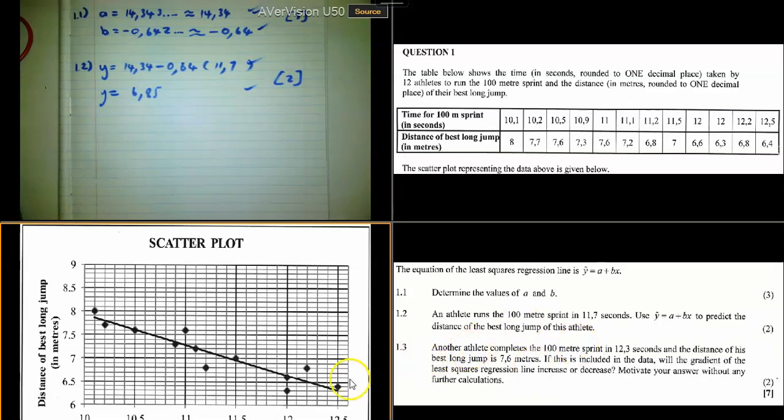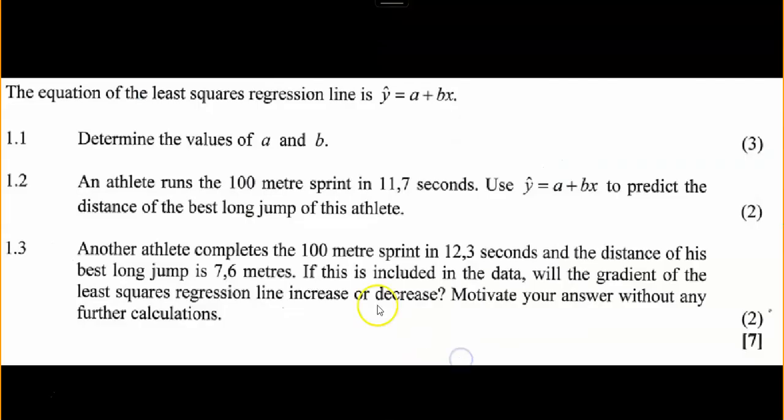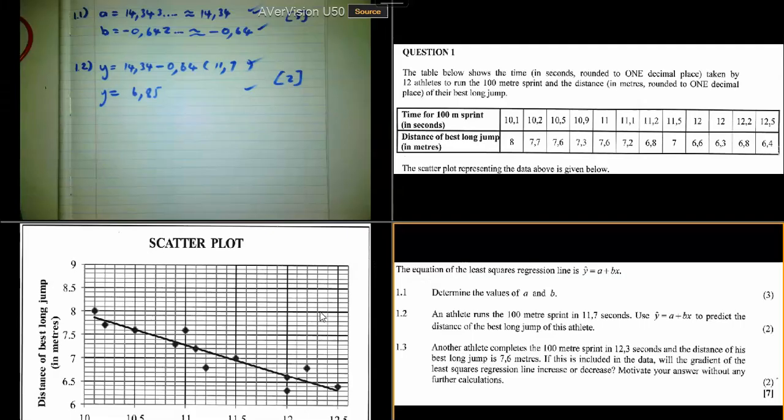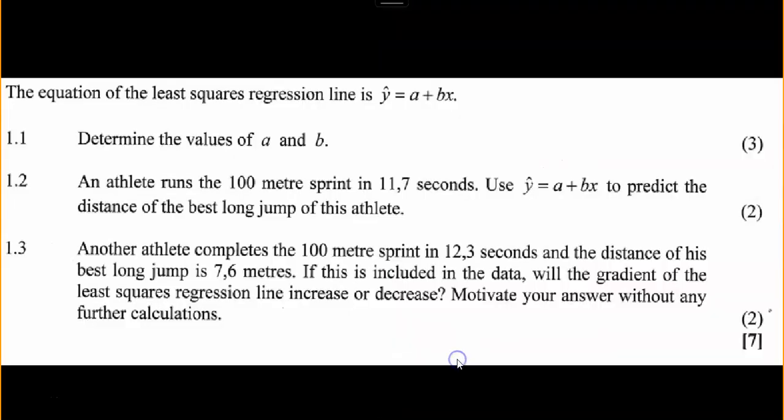Now that we understand that the point lies above the current data, let's go back to 1.3. Another athlete completes the 100-meter sprint in 12.3 seconds, and the distance of his best long jump is 7.6 meters. If this data is included, will the gradient of the least squares regression line increase or decrease? The gradient will increase. Why? Because it lies above the current data. That's exactly what you write here: the gradient increases. Why? Because it lies above the current data. And that's it for 1.3.